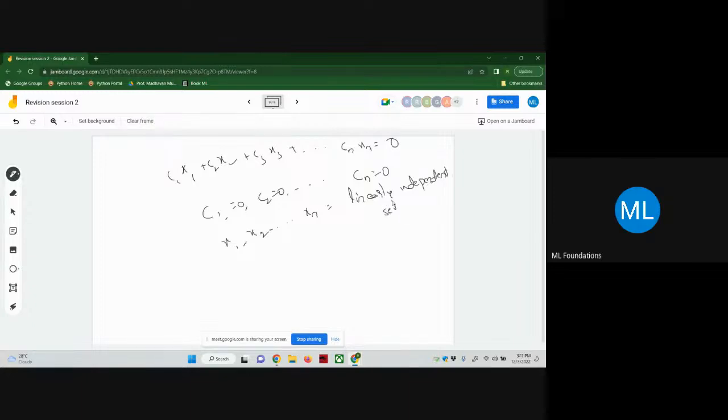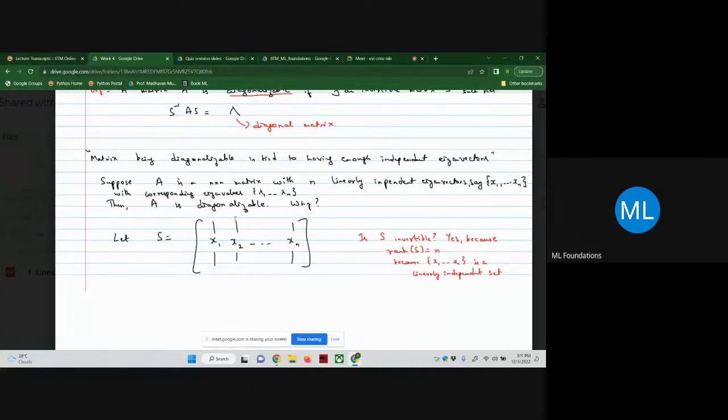Okay, sir. So when a matrix has n linearly independent eigenvectors, then it is diagonalizable. Suppose you have the matrix S with columns x1 to xn. Because all the eigenvectors are linearly independent, the rank of S will be equal to n.